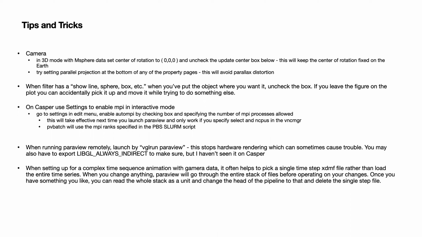When a filter shows up with a show line, sphere, box, etc., once you've set things up, get rid of that by unclicking the show button. Otherwise, you can inadvertently move stuff around, and then your sphere or your line is not where you wanted it. You can use the settings in Paraview to enable auto MPI, which means that now you can use MPI on Casper, which will allow things to run faster.